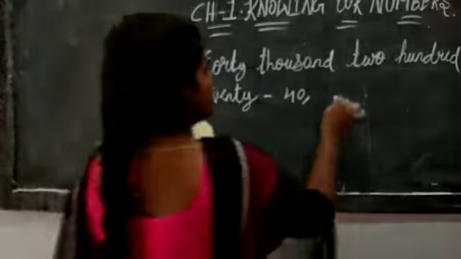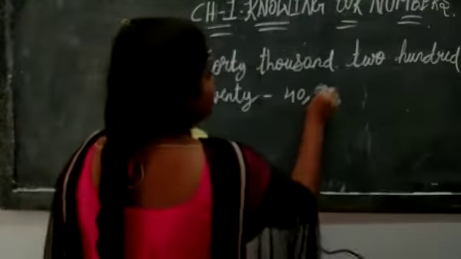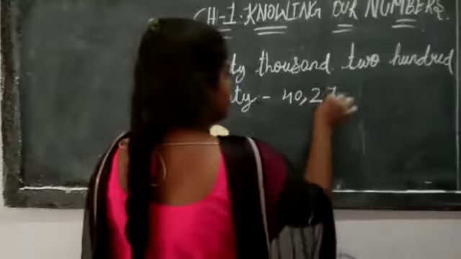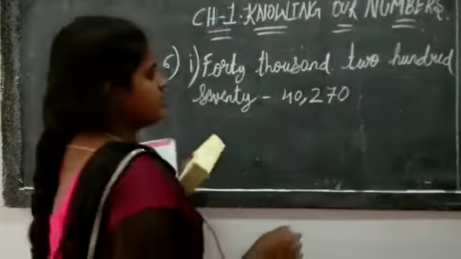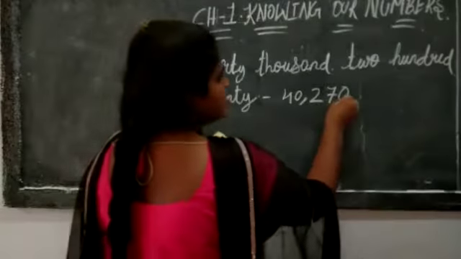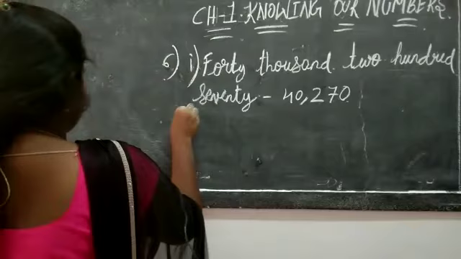3 digits means ones, tens and hundreds. Now 270. 70 is 7 and your 0 will be your ones place. 40,270 is your figure for your first one. Now next is your second one.